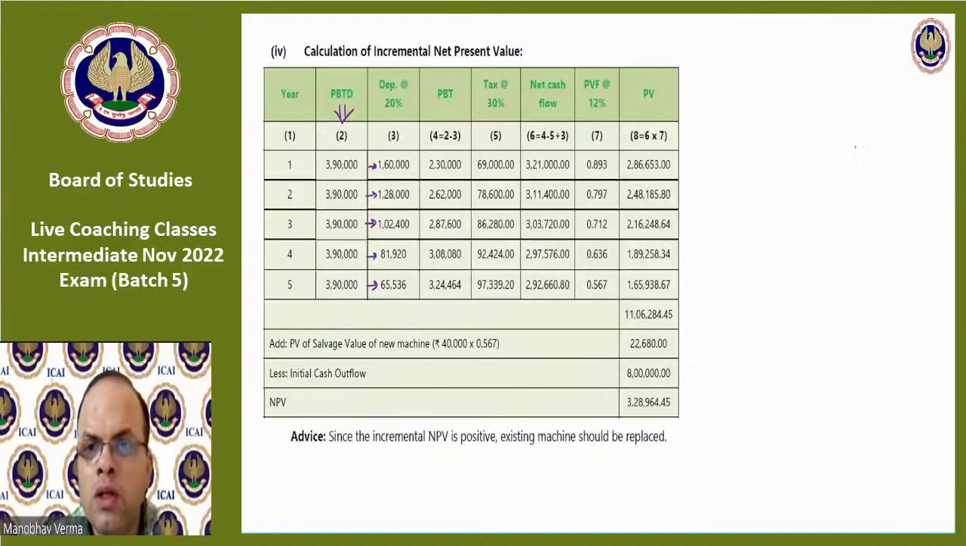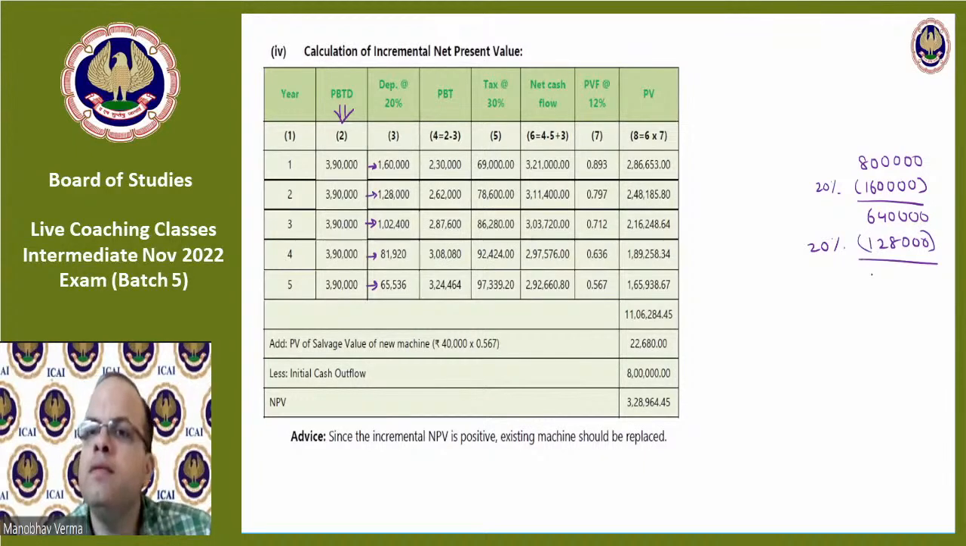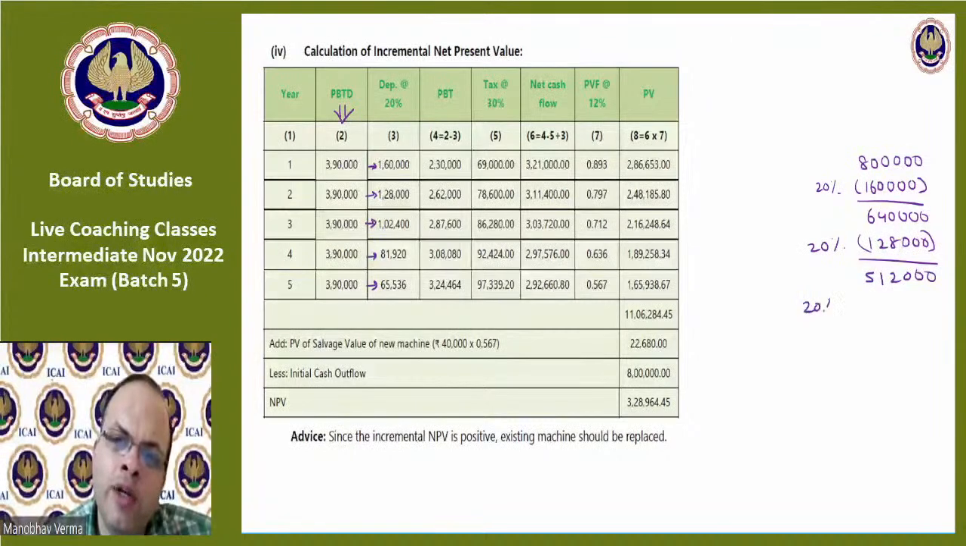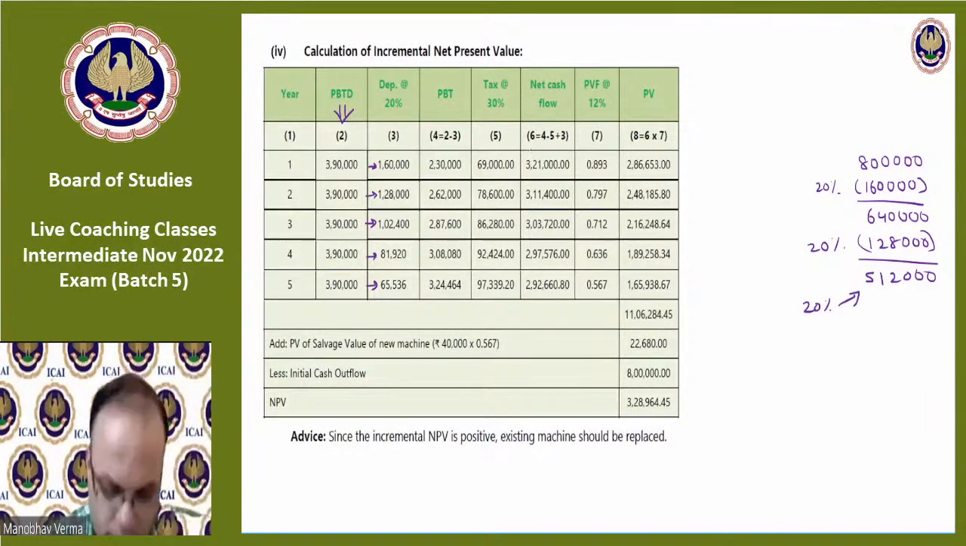Mind you, I hope everyone understands how the written down value is calculated. So this is 20%. We get 640. Another 20% of this is 128. We talk about 5,12,000. And then similarly, we'll calculate 20% of this. So this is how the depreciation is calculated here.